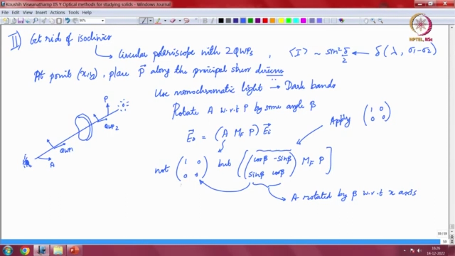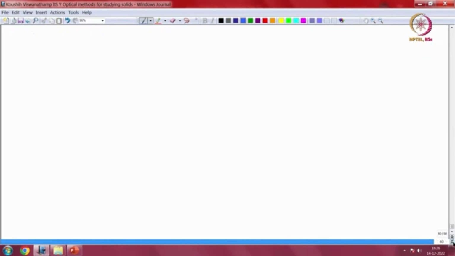And finally, the fact that this picks up only the component that is along the A direction means that you will have this. So if you do this, you can write down, we will call this beta. Let me call this E out along the beta direction, E out along the beta plus pi by 2 direction, that is the perpendicular direction.